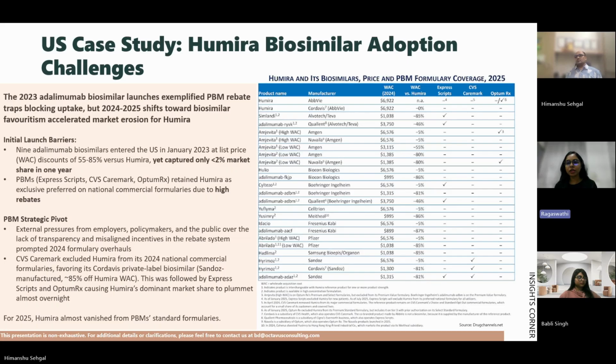And here on the right side, we can see the formulary coverage as of 2025. There are more biosimilars placed in the formularies, and they have been given a wholesale acquisition cost discount of almost 85%. And the originator market placement is almost nil. So this is about the US biosimilar adoption challenges I wanted to talk about through the case study.